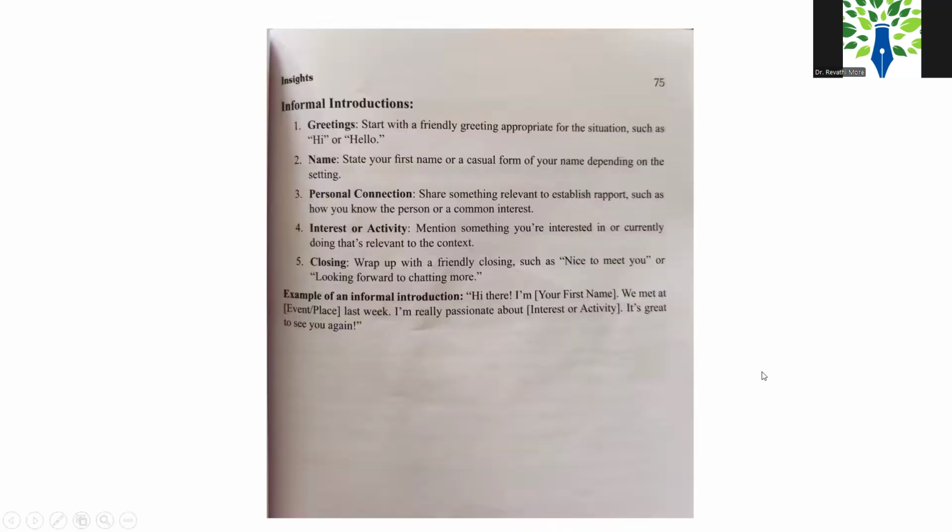Now coming to informal introduction. So informal introduction does not require you to be very formal, and an informal introduction can be done between friends, all right, or in informal conversations, right? So you start with a greeting here as well. So start with a friendly greeting appropriate for the situation, such as hi or hello.